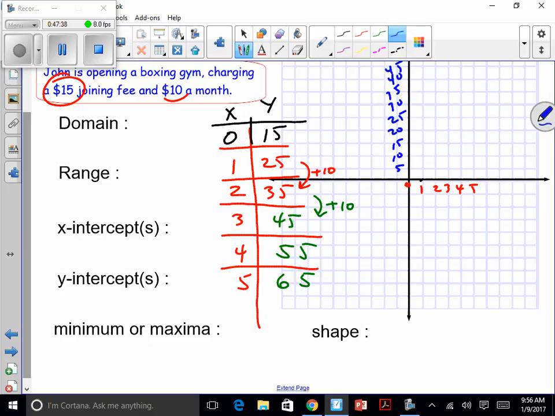Where are your dots? 15, 25, 35. Next time when you come through, I'm going to tell you not only do you only need 3, but you put an arrow on that line. It's going to go up and up forever and ever when we need to get our domain and range.